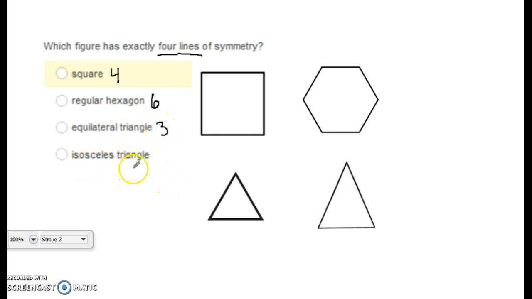An isosceles triangle is different. That is not a regular polygon. Remember, regular means all the side lengths have to be the same. And in an isosceles triangle, only 2 sides are the same. So it only has 1 line of symmetry. But this one wants to know which one has exactly 4, so it would be a square.